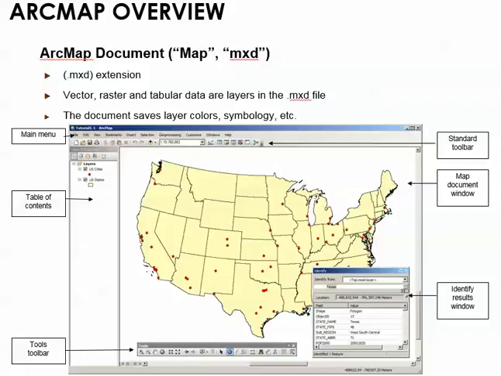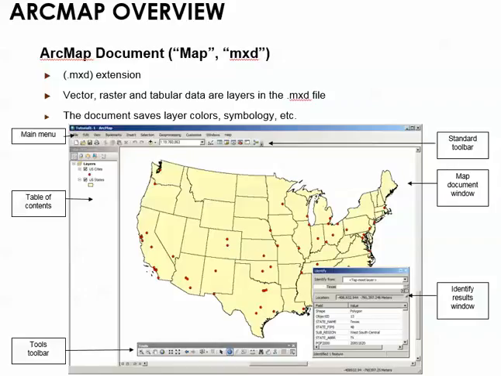ArcMap documents often are referred to as maps or MXD files. ArcMap documents have a .mxd extension, which is why they're referred to as MXD files. It is a way to illustrate data. So this document here is a map of the United States with all of the major cities within the United States. The states have a black outline with a pale yellow fill color, and the cities are red dots with a black outline. That's basically what the ArcMap document is doing here for you.